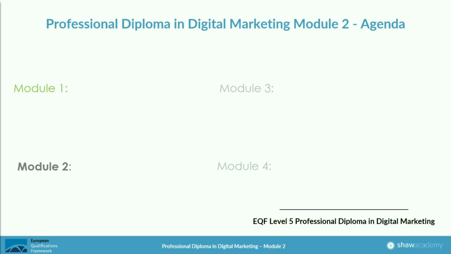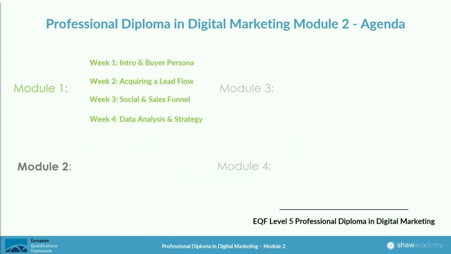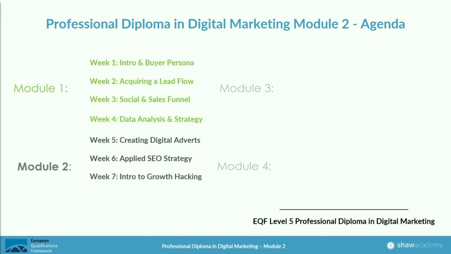Right, so for Module 2, we covered all of that good stuff. It's kind of nice to see it all written in green, isn't it? And then in this module, we're going to be talking about creating digital advertising, starting with Google AdWords. Then we'll look at applied SEO strategy in the next week's lessons. Then the week following that, we'll talk about growth hacking and how to get stuck into that and how to apply it to your business. And then week 8 is going to be about remarketing, which I think is an incredibly helpful tool, and it will get you a lot of success.